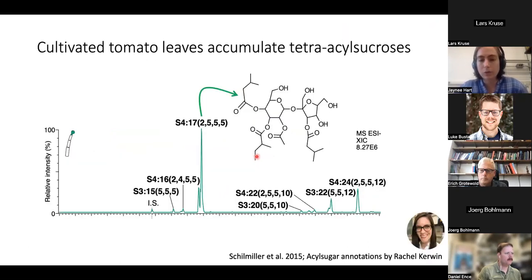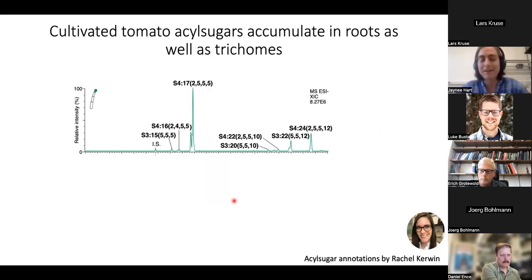And if you look at the total number of acyl sugars that we can observe in cultivated tomato leaves, you can see that this is the most abundant one, this 2555. But there are several others, so they're not just extremely short chain. You could get some C10 and C12 length acyl chains as well. This pathway has been really well described and really well studied. But we were absolutely gobsmacked to find that we missed some of the acyl sugars in cultivated tomato.